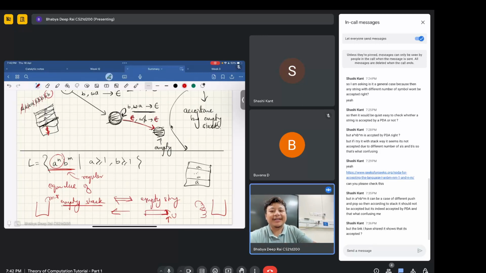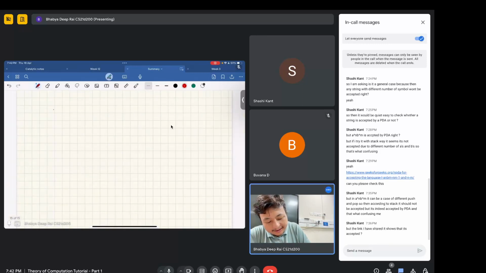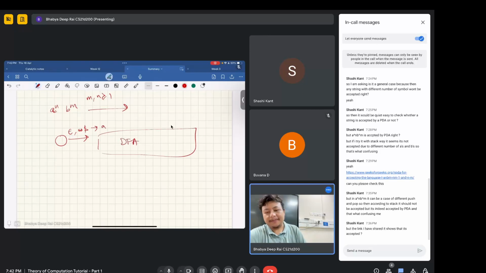Now let's say I want to talk about empty stack. A to the n, b to the n, and I want to accept this by empty stack, and n and m can both be anything. What I'll simply do is, as soon as I see empty input, I'll push a symbol a here, and then I'll work as if I am working with a DFA. As I'm seeing a's, I'll just keep seeing them. As I'm seeing b's, I'll keep seeing them, and after seeing b's, if I see another a, then I'll reject. If I see another b, I'll reject, and so on.